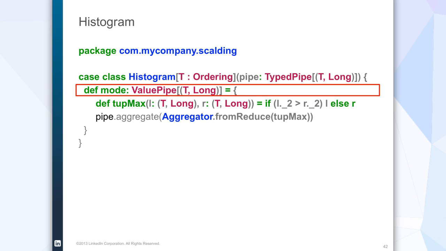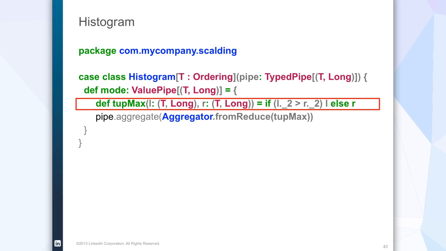And the first thing, let's just define a max function between two of these tuples. It's pretty straightforward in Scala: if the second element, which is the count, of the left is larger than the second element of the right, return left, otherwise return right. We define a function because it's not exactly clear how we can get the larger one of two tuples, so we just define it.